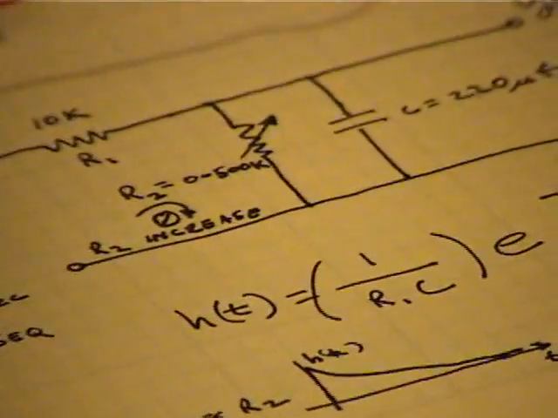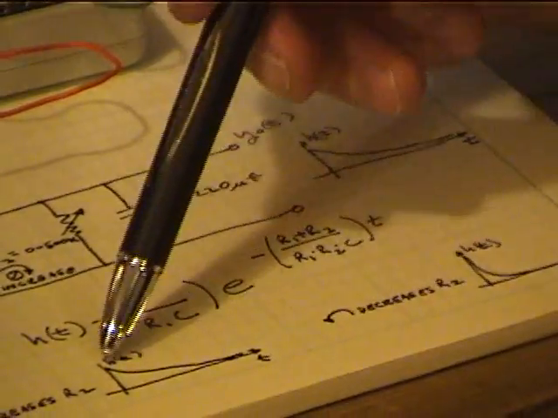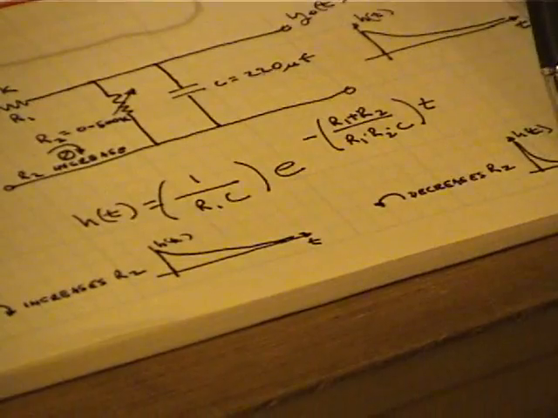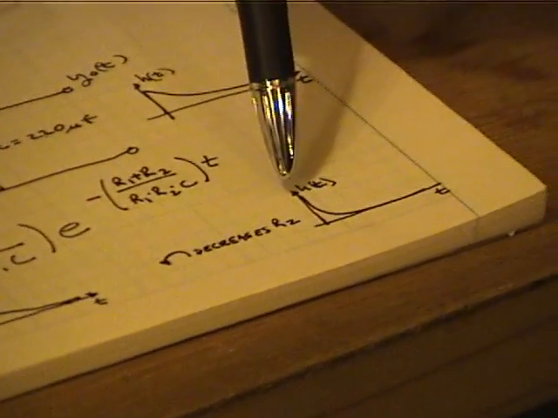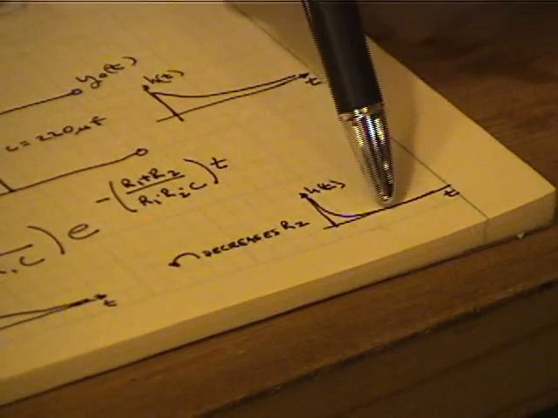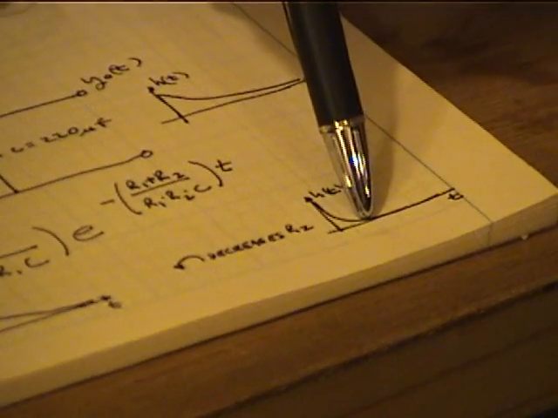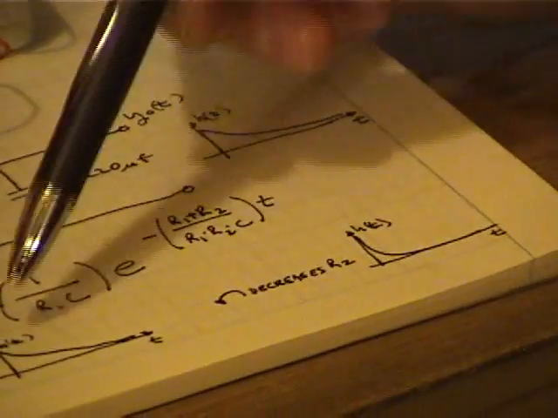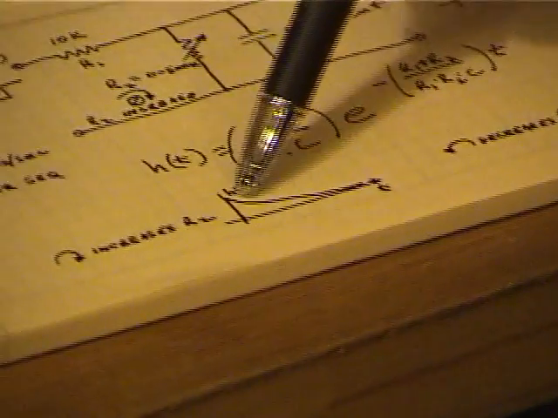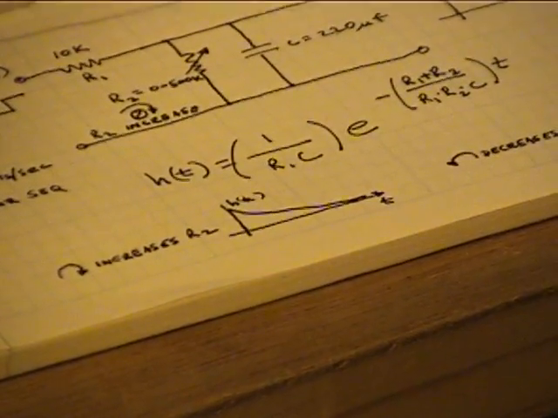As we change R2, we can change the settling time of the impulse response, and we will see that as we decrease R2, the impulse response will settle faster, and as we increase R2, we'll see it settle slower.